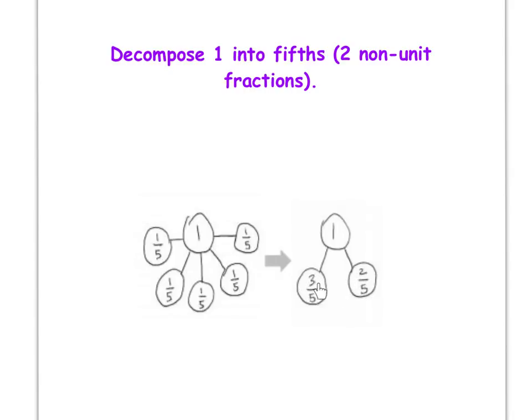However, 3 plus 2 equals 5. You can decompose a whole by either using unit fractions, like 1/5 5 times, or non-unit fractions. 3 plus 2 equals 5, so that equals our whole. And your whole will always be specified by whatever unit they want you to use, whether it's fifths or fourths or thirds.